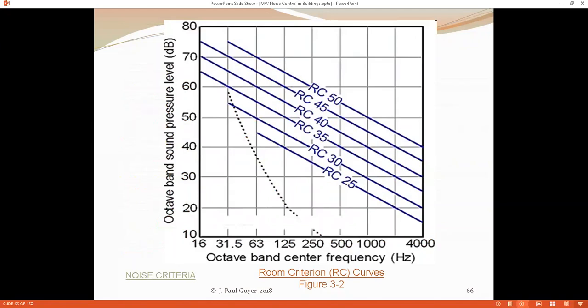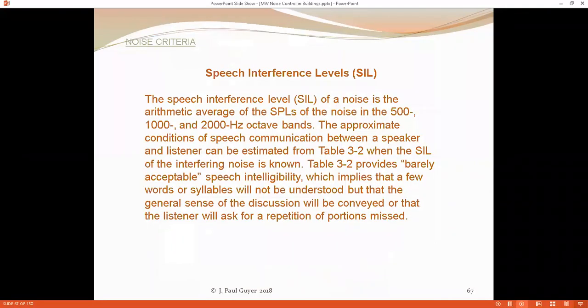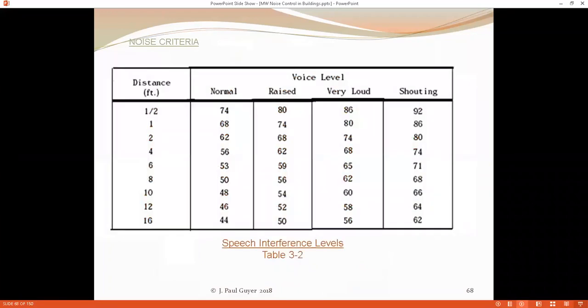They're in a way kind of analogous to the NC curves, but the curves are different. So your NC curve that you select as your target, you then supplement that as appropriate with a speech interference level, which is a sound level that would potentially interfere with two people in the receiving room communicating with each other.